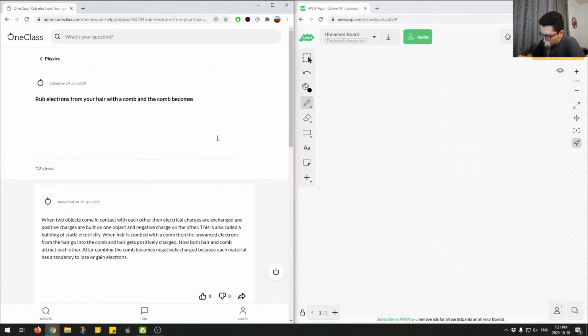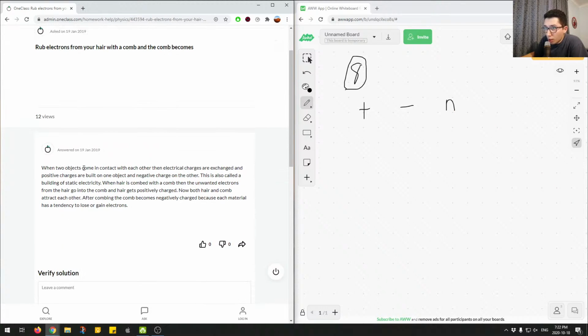So question number 8. Here, what the question is specifying is if we rub electrons from our hair with a comb, the comb will become what? So really for this question you only have three options. It's either positive, negative, or, we'll say N for neutral. So only three options for what the comb becomes. So let's look at what the junior tutor answered here.